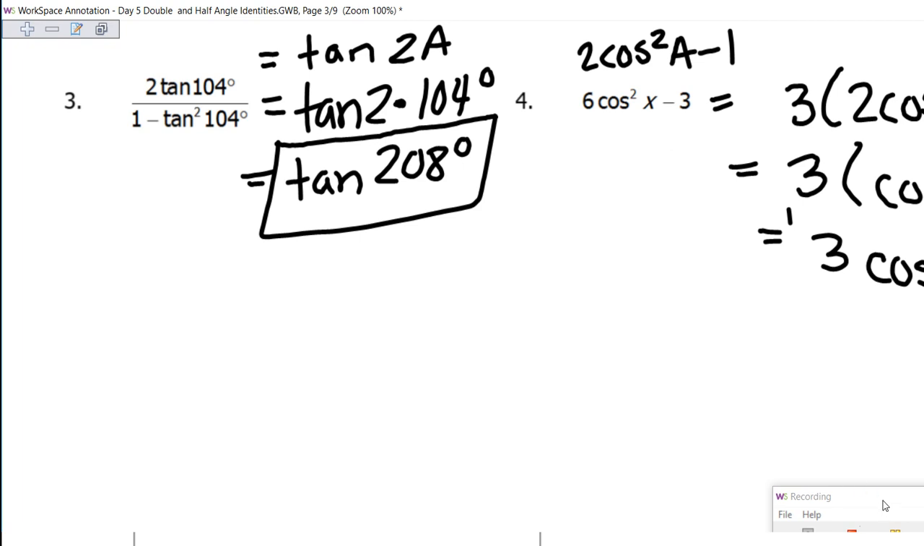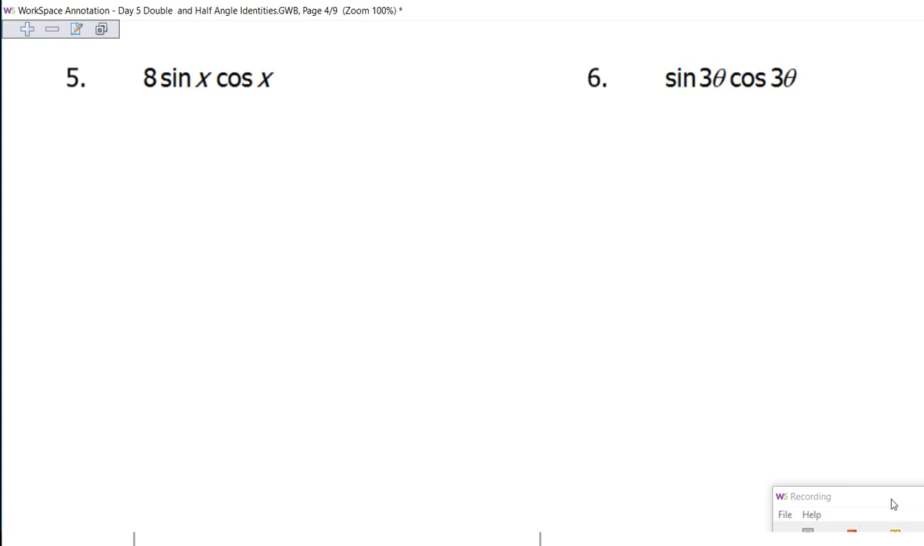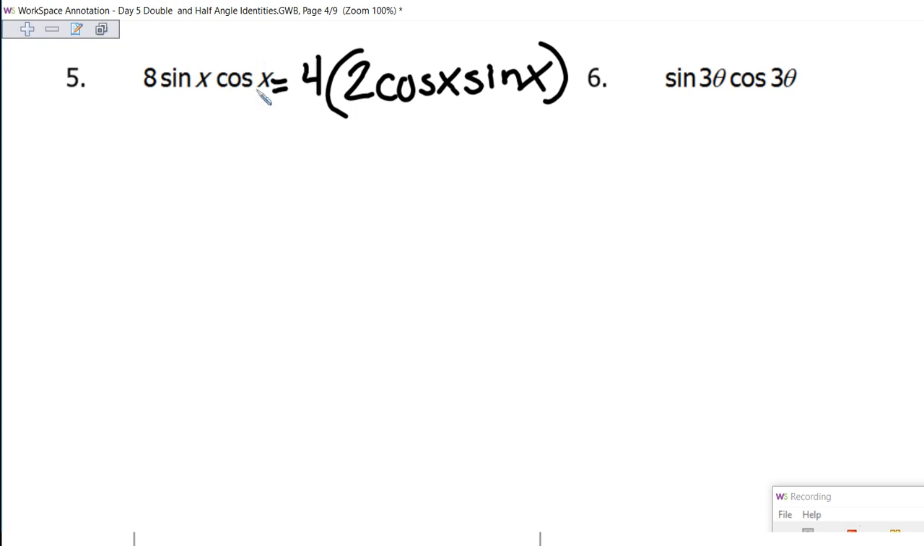Next problem. Number 5, this one's similar because we don't have a 2. What do we have? An 8. So normally, this one looks like sine of 2a, cosine 2a, or tangent of 2a. Yeah, it looks like sine of 2a, and for sine of 2a, this should have been 2 cosine x sine x, but what did they multiply the 2 by to get an 8? 4. So they multiplied the 2 cosine x sine x by 4 to get the 8.